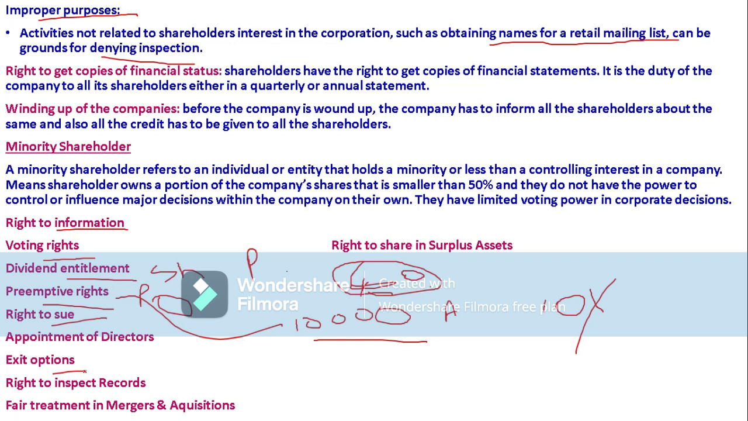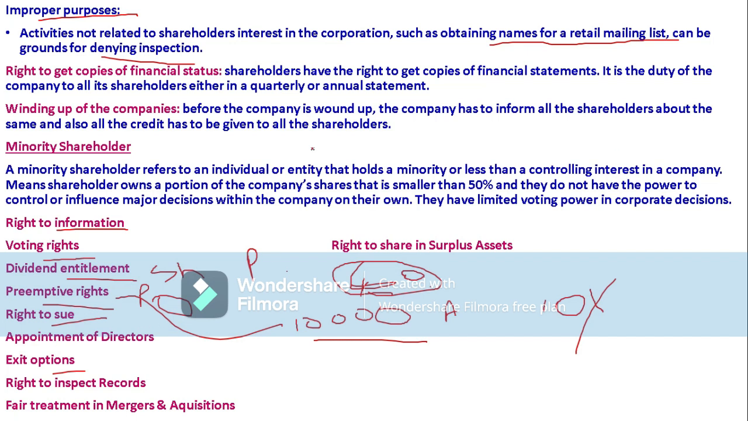And protection against transactions that may be designed to unfairly benefit majority shareholders. Many companies may favor majority shareholders because they have more shares, undermining the minority shareholders. In such transactions, protection is given by the tribunal to the shareholders.